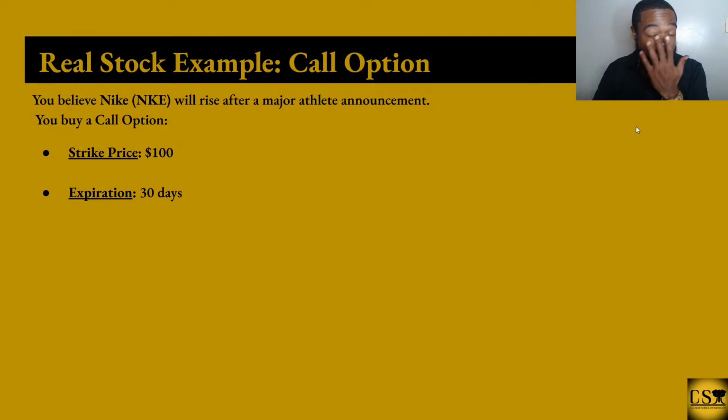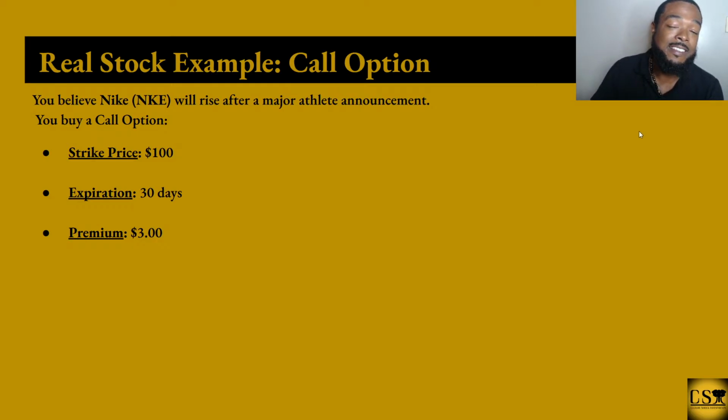Expiration is in 30 days. You only have that right for 30 days. Okay, this is not eternal. You don't have the right to buy Nike at $100 for the rest of your life. Only for 30 days. Okay, and then you have the premium. It costs you $3 to do this. Now, $3 in stock in option talk is $3. You got to multiply everything by 100 because you're getting control over 100 shares when you're doing option contracts, and that's the value and advantage and power behind options.